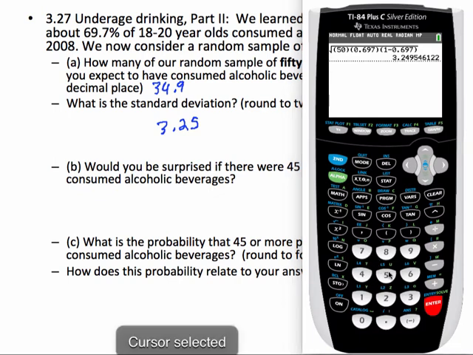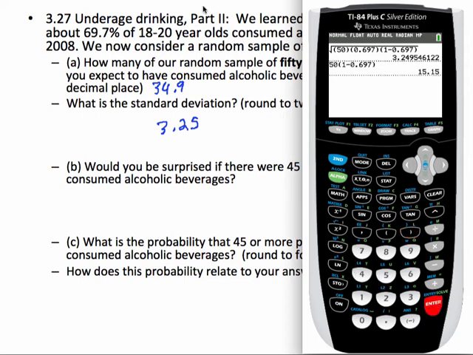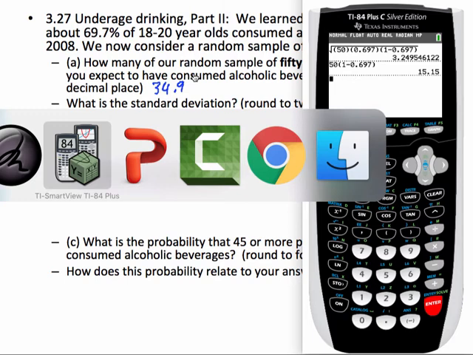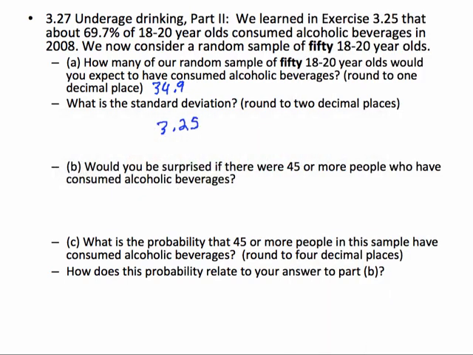So n times q would be what? It'd be 50 times 1 minus 0.697, and that comes out to 15.15. So that's also greater than 10. So we're on safe ground to go ahead and use the normal approximation. We'll actually need that more in part C than we need it here in part B. But thinking ahead just a bit, we're going to calculate a z-score here.